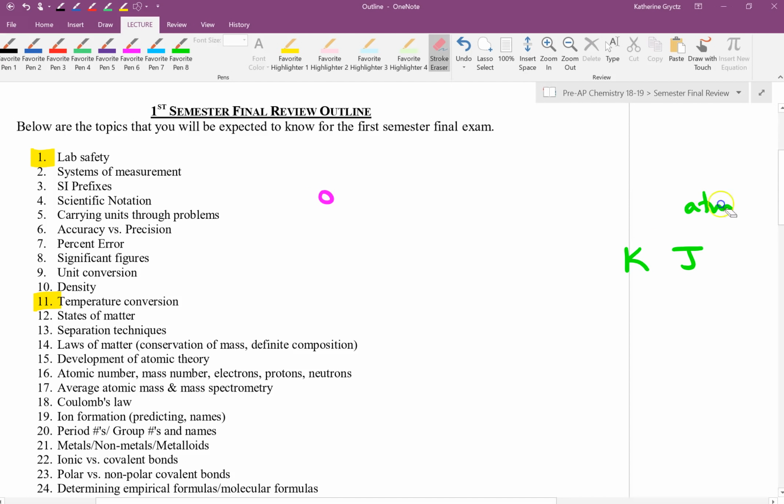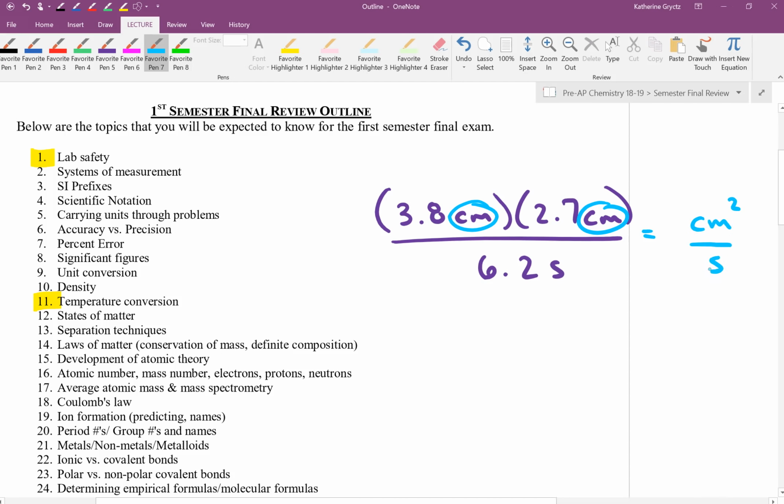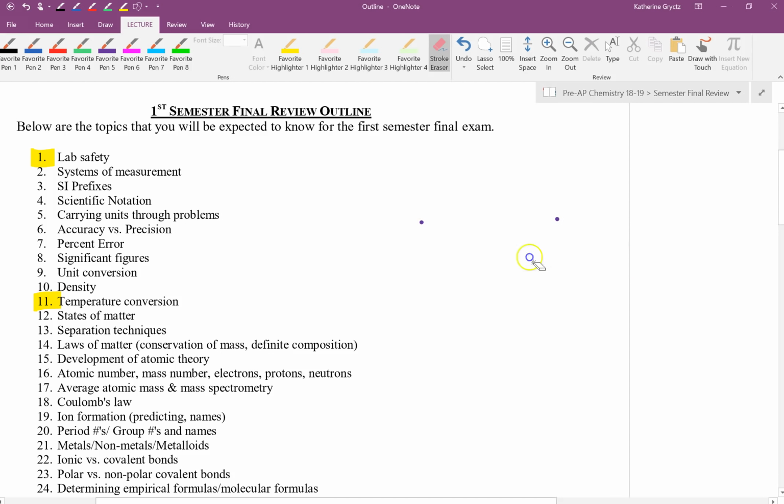The other thing to remember is that if you had something that was, let's say, 3.8 centimeters times 2.7 centimeters over 6.2 seconds, if they're both on top and they're the same unit, we would put them together. So that'd be centimeters squared divided by seconds. Just being able to use units fluently, which I think you're probably pretty good at now from doing the line all semester long. You'll see over and over as we go through calculations the units canceling out. We will get to work some problems pretty soon.